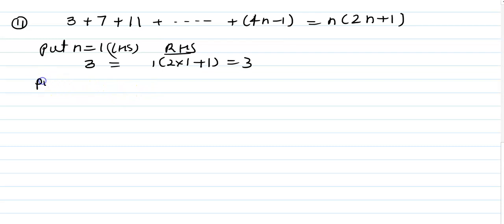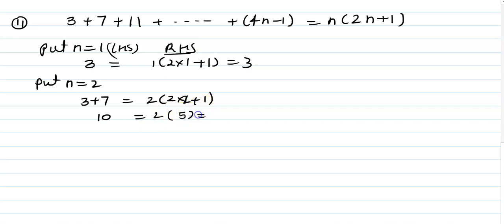Now if you take n equal to 2, we are taking the first two terms, 3 plus 7. This is our left hand side, and the right hand side will be, if you put 2 here, 2 times (2 times 2 plus 1). 3 plus 7 is 10, and here n is 2, so 2 times 2 is 4, plus 1 is 5, so 2 times 5 is 10. So left hand side equals right hand side.